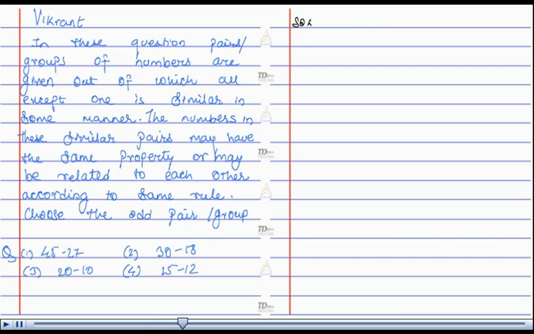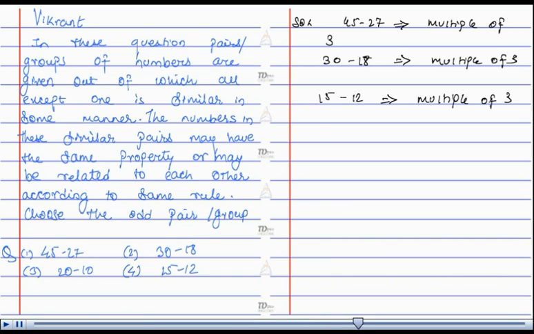if you look at the first pair, 45, 27, we'll observe that these two are multiples of 3. That is, 45 and 27 are multiples of 3. Same is the case with 30 and 18. They are again multiples of 3. 15, 12, they are again multiples of 3.